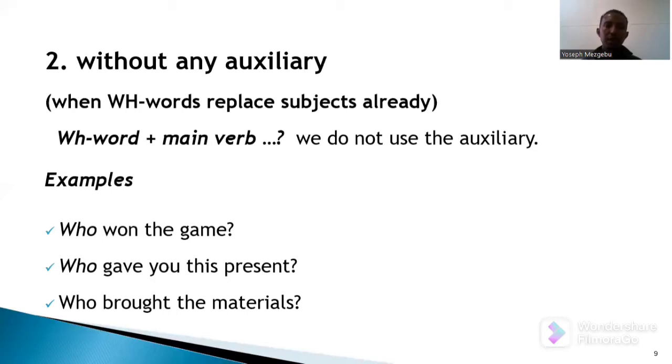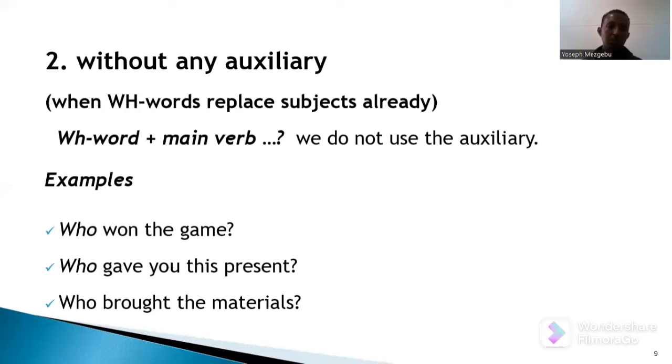When we don't have auxiliary verbs in sentences or in interrogations, we have the WH words which replace the subjects, followed by the main verbs. I will show you the examples. So we don't have an auxiliary in this case. Who won the game? We have the WH word followed by won, the main verb, so there is no auxiliary verb. Who won the game? Maybe Haile Gebrselassie. So Haile Gebrselassie is the subject.